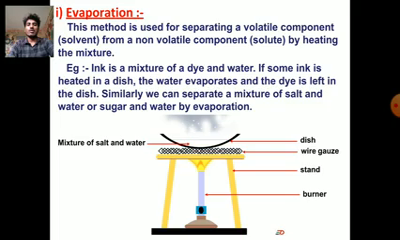The first one is evaporation. This method is used for separating the volatile components, like solvents, from non-volatile components, like solutes, by heating the mixture. For example, ink is a mixture of a dye and water. If some ink is heated in a dish, the water evaporates and the dye is left in the dish. Similarly, we can separate a mixture of salt and water, or sugar and water, by the evaporation method.